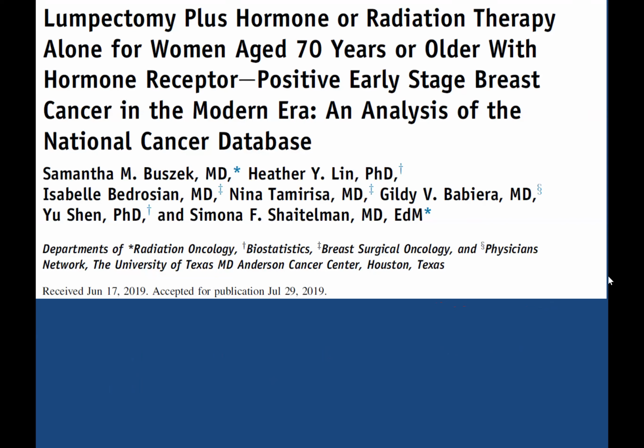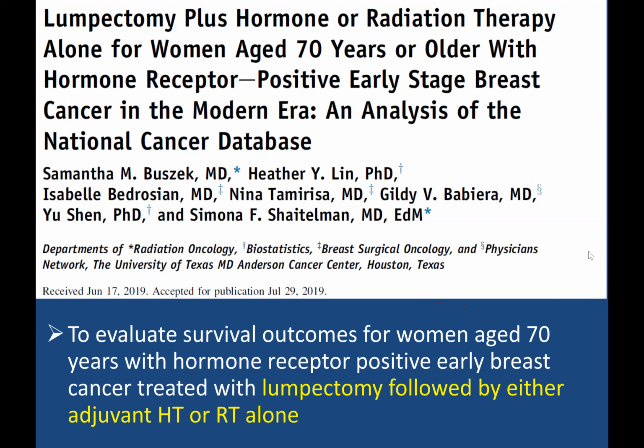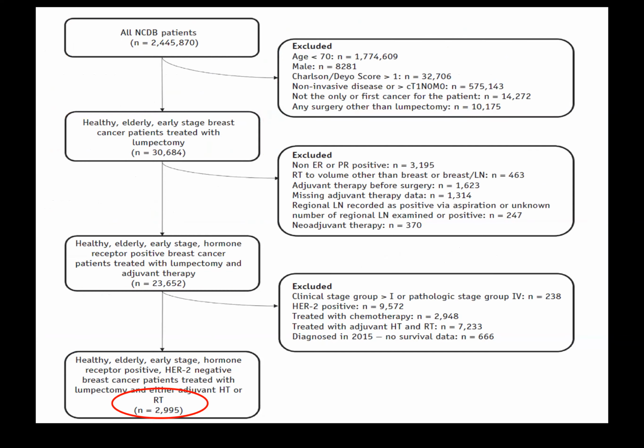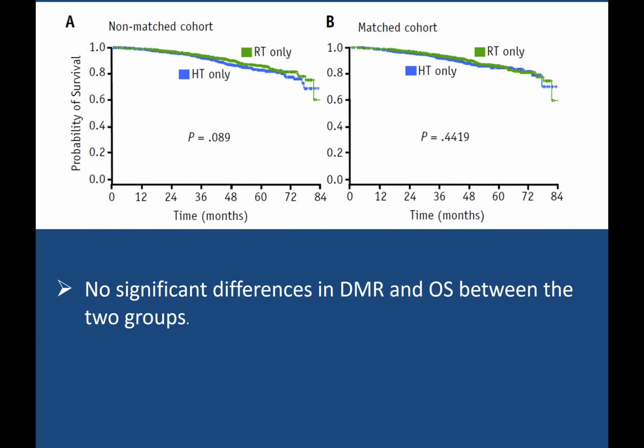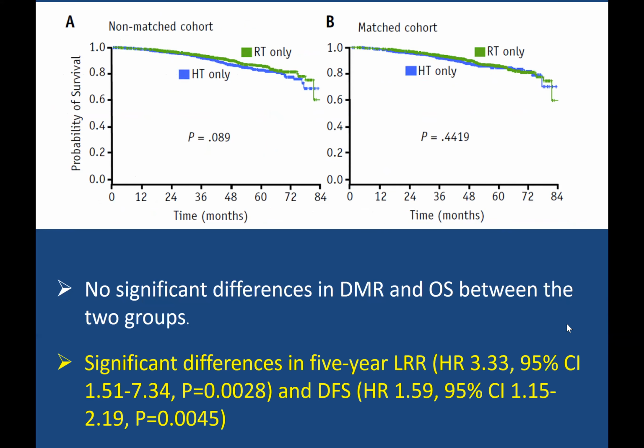So again, there is a large retrospective National Cancer Database analysis on this particular aspect, which clearly evaluated the outcome of patients more than the age of 70 years, with 2,995 patients. And there is no significant difference in the DMR and OS between the two subgroups. And there is a significant difference in the 5-year local regional relapse free survival.